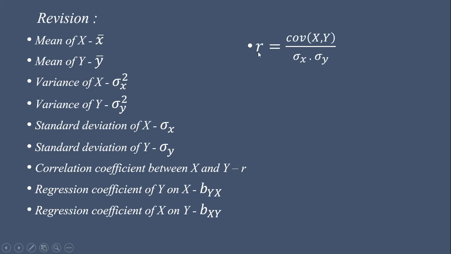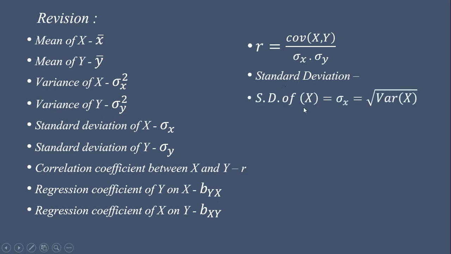Now remember these things. r is equal to covariance between x and y upon sigma x into sigma y. Sometimes we have to use this formula. Standard deviation of x, sigma x, is equal to square root of variance of x. Standard deviation of y, sigma y, is equal to square root of variance of y.